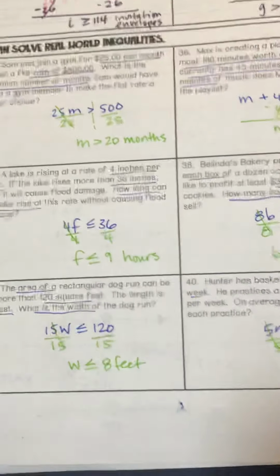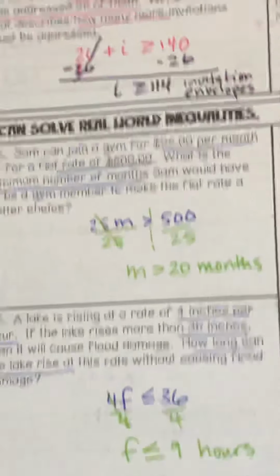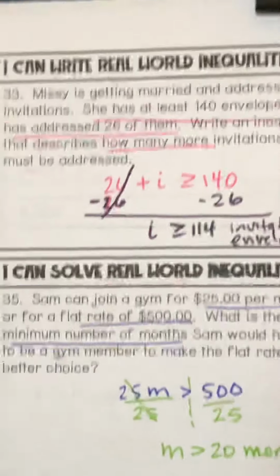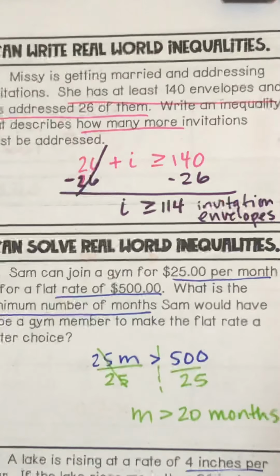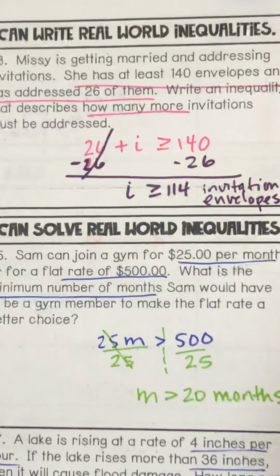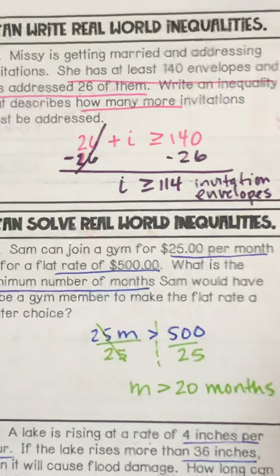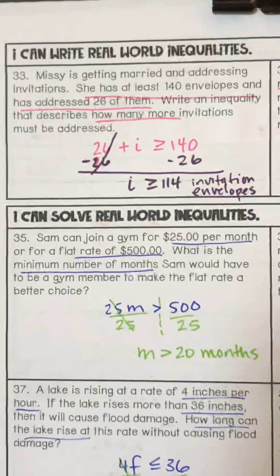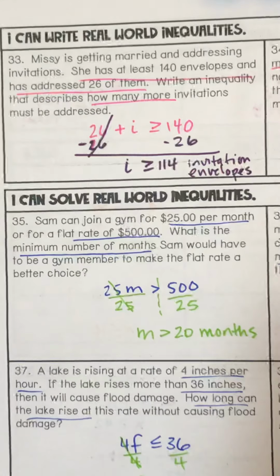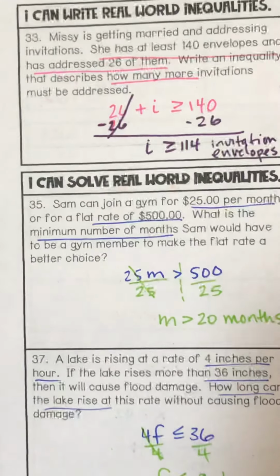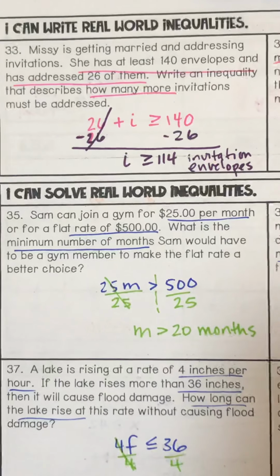Try to focus in here on number 33. All right, so we are given Missy's getting married and addressing invitations. She has at least 140 envelopes and has addressed 26 of them. Write an inequality that describes how many more she must address.